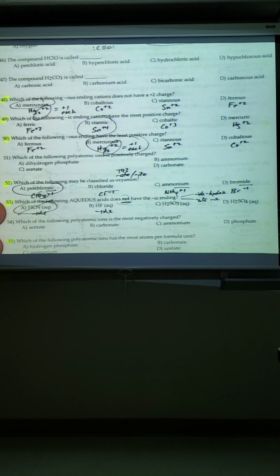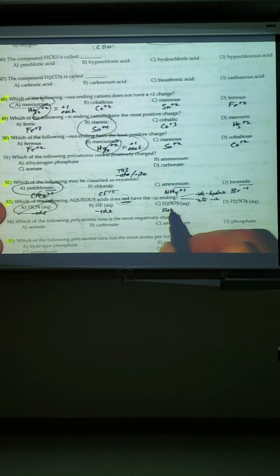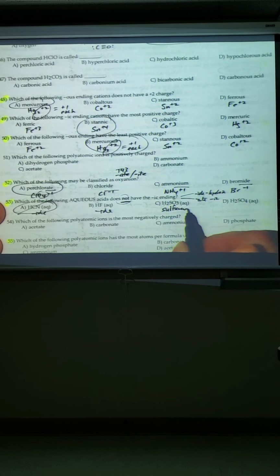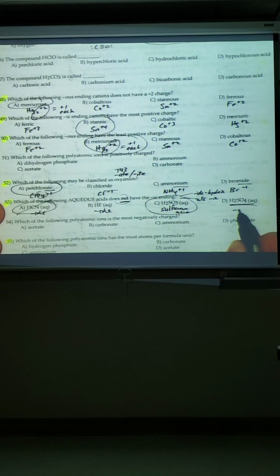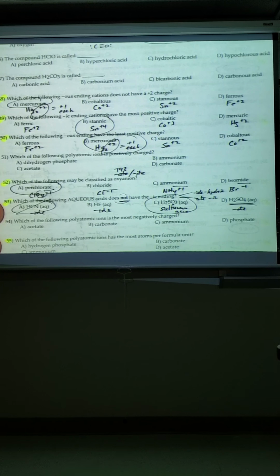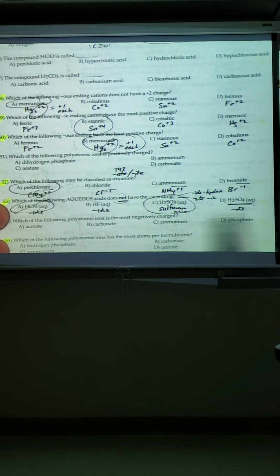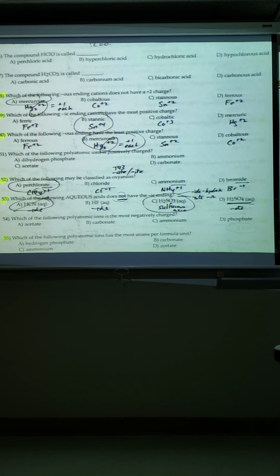H2SO3, that comes from sulfite. ITEs are going to give you OUS acid, so this is sulfurous acid, the answer. It would be H2SO4, that's the sulfate ion, and ATE gives you ic acid. So stay away from A, those were hydro-ic, and this was an ic acid. OUS acid, there it is.